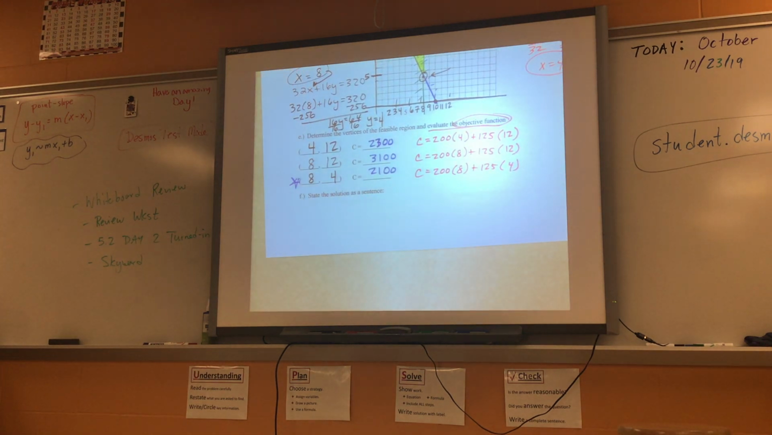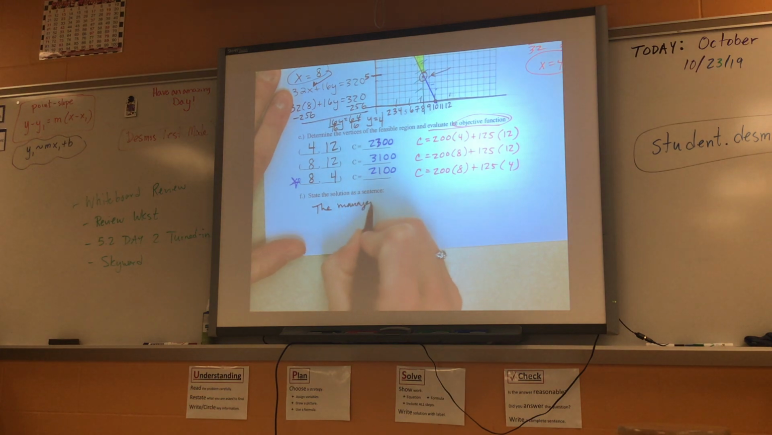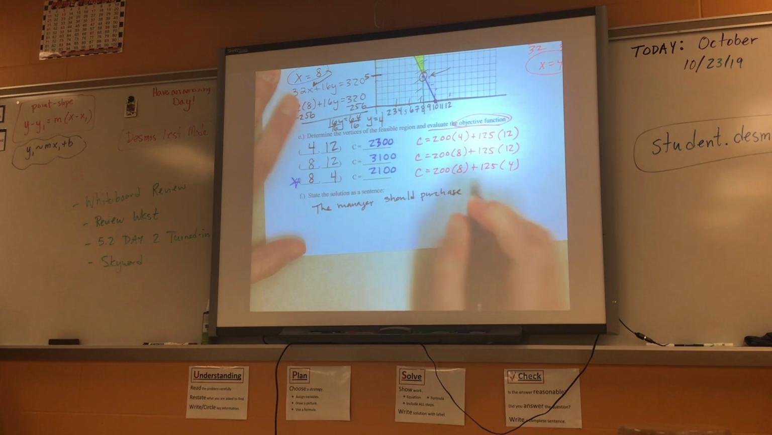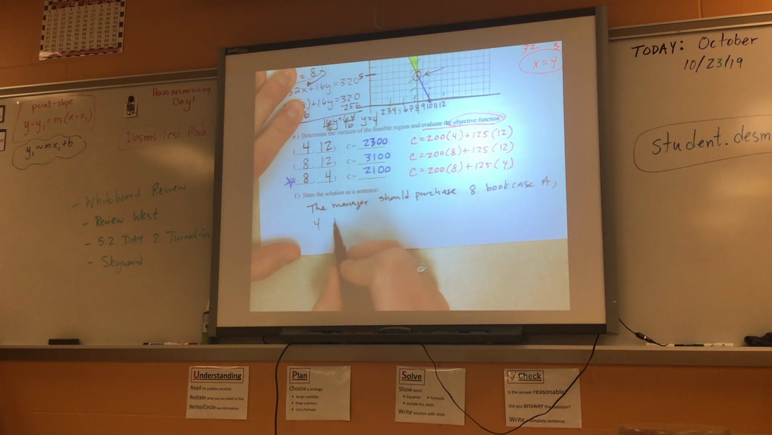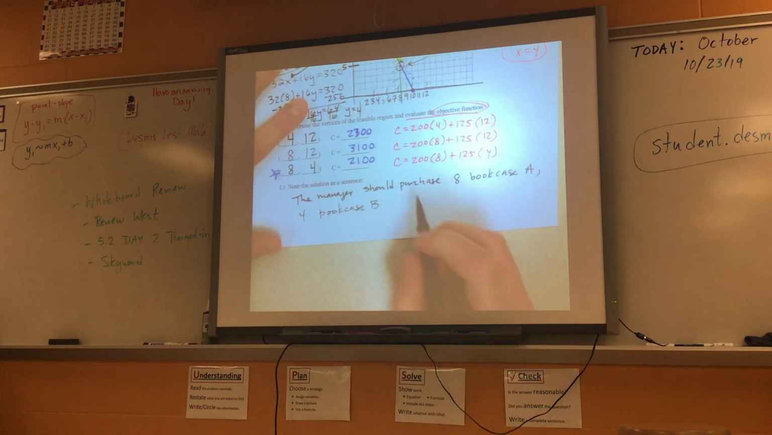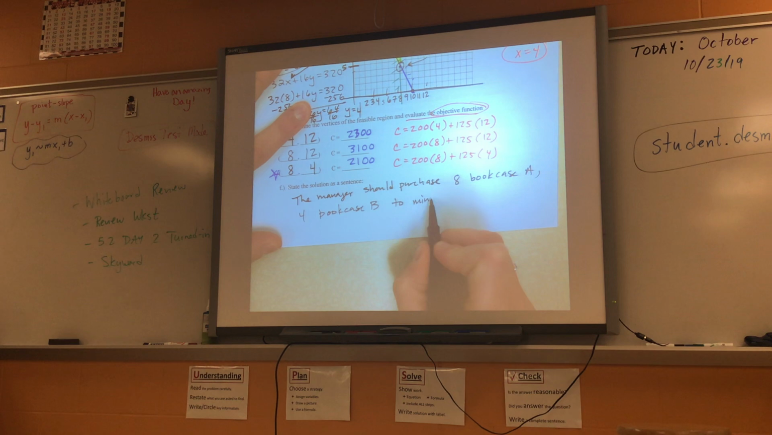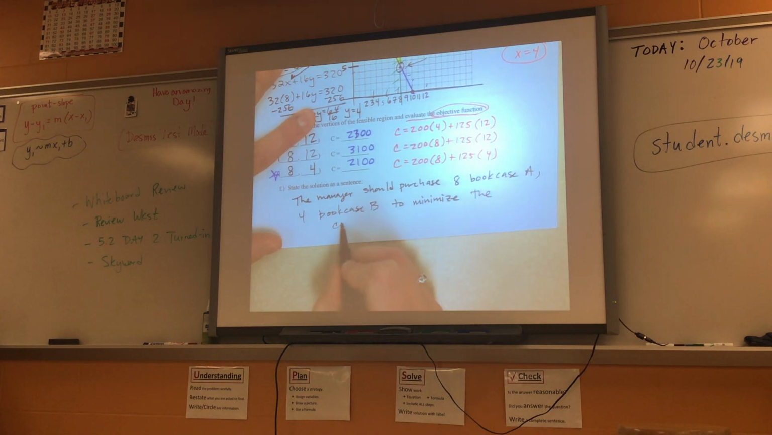So now the final thing you do is you write a sentence. So I would say, the manager should purchase 8 of bookcase A, 4 of bookcase B, and then you can't stop there. You have to say, to minimize. Tell them what the objective was. To minimize the cost at $2,100.